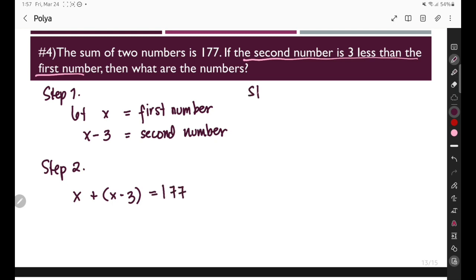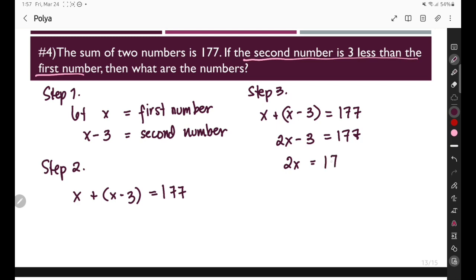Okay, so let's try to solve that one. So you have step 3. So x plus x minus 3 is equal to 177. So that is 2x minus 3 equals 177. So 2x equals 177 plus 3. So you have 2x is equal to 180. Divide both sides by 2. You have x is equal to 90.